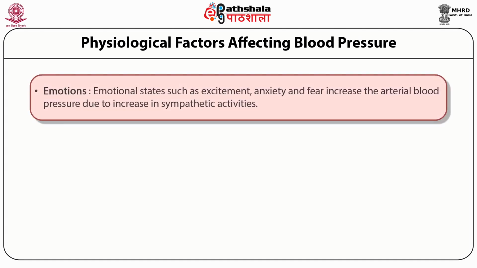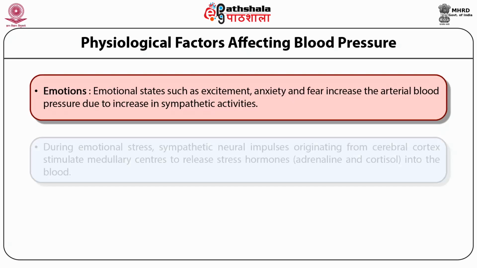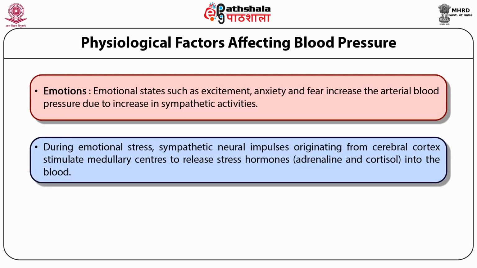Let's see the emotions' impact on our blood pressure. The emotional states such as excitement, anxiety, and fear increase the arterial blood pressure due to an increase in sympathetic activities. The slightest emotional involvement may increase the blood pressure significantly. During emotional stress, sympathetic neural impulses originating from the cerebral cortex stimulate medullary centers to release the stress hormones, that is adrenaline and cortisol, into our blood.